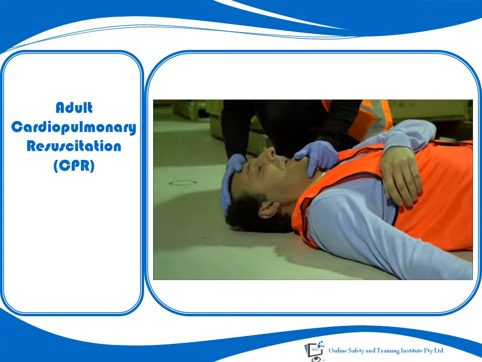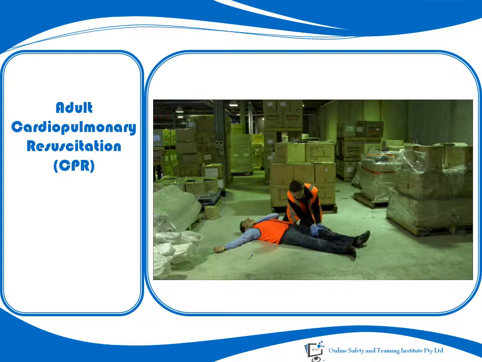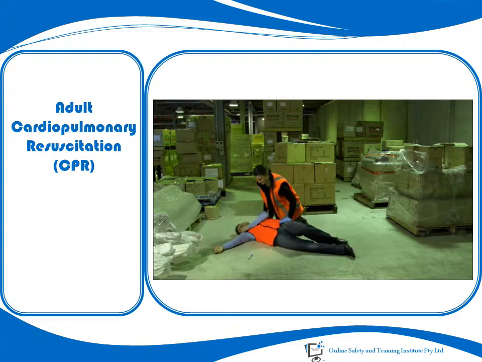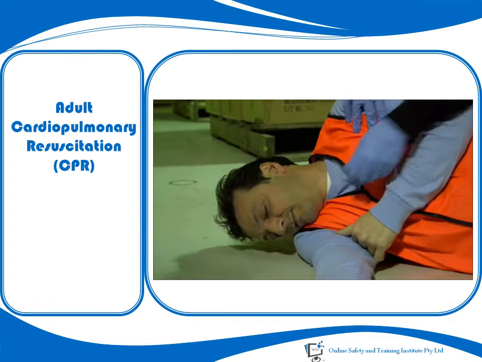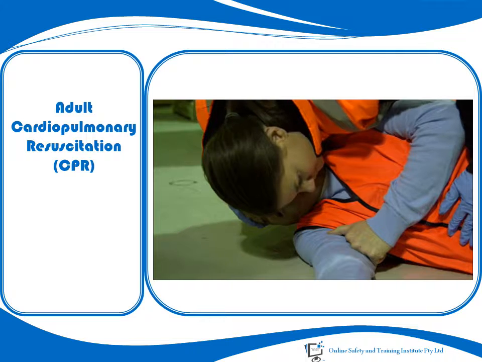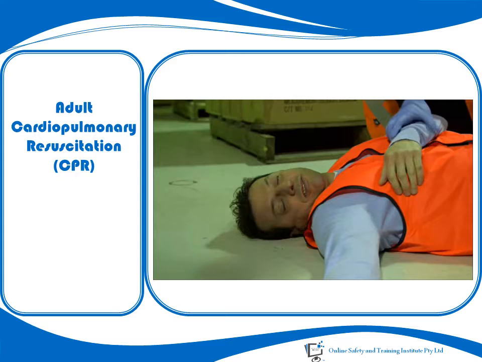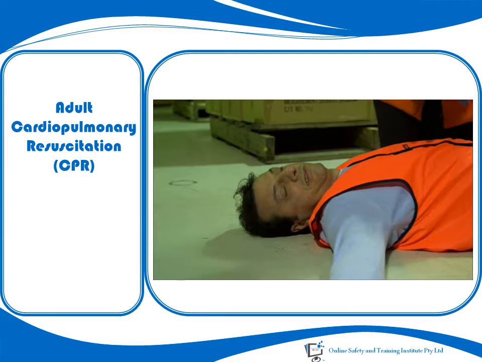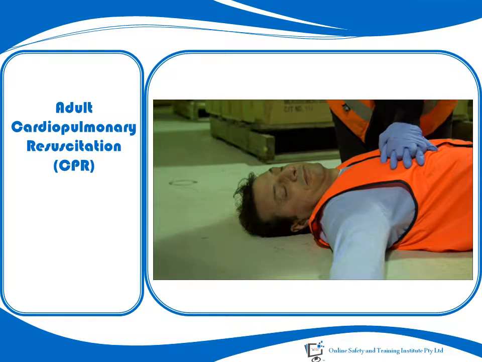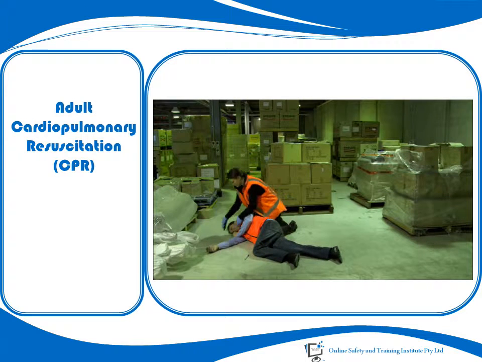Then, check that the casualty's airway is clear. If the airway is obstructed with foreign material, roll the casualty onto their side to help clear it away. Only when the airway is obstructed by foreign material such as blood or vomit should the casualty be placed on their side. At all other times, they should remain on their back so CPR can be given promptly if required. To turn a casualty on their side into the recovery position, use the standard first aid procedure.